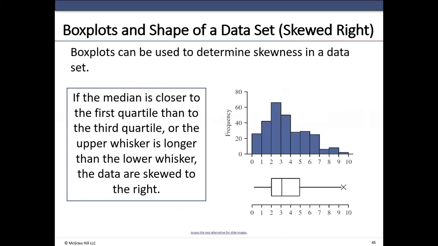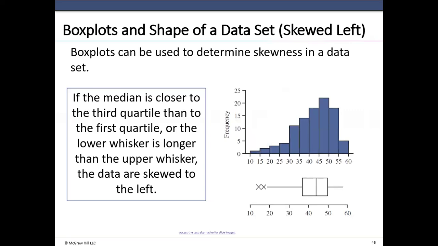Okay, box plots can be used to determine skewness. This is skewed to the right. A box plot will show you. If the median, that means the vertical line in the center of the box, is closer to the first quartile than to the third quartile, or the upper whisker is longer than the lower whisker, then you have skewed to the right. Opposite. If the median is closer to the third quartile and the left whisker, or lower horizontal line, is greater than the one on the right, then this data set is skewed to the left.